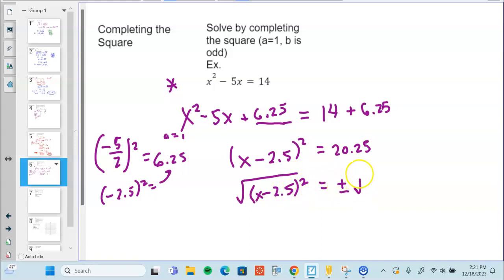Now to undo the square, we need to do a square root. Remember to do a plus or minus square root of the 20.25. On the left, we have x minus 2.5. On the right, I'm going to grab my calculator and try the square root of 20.25 just to see if it comes out to a fairly nice number, and it does. It's 4.5.